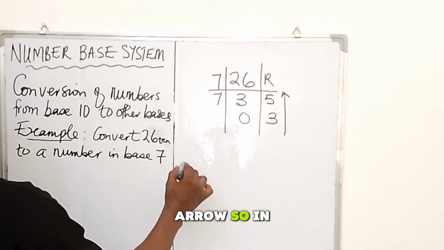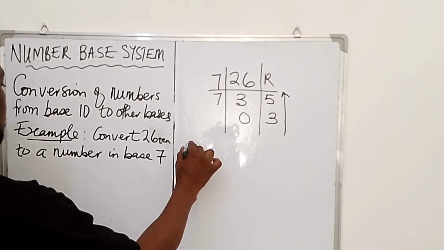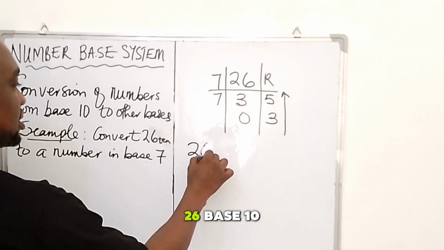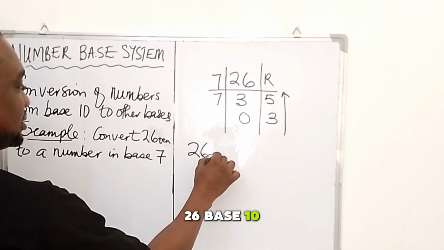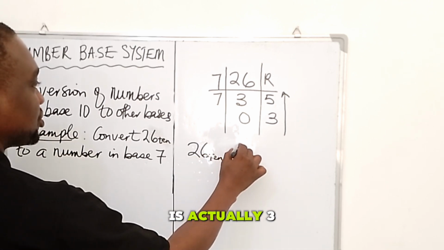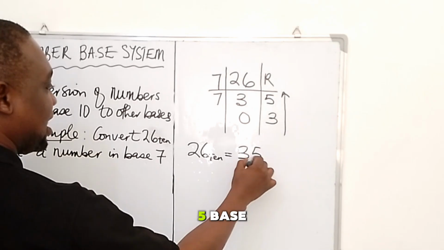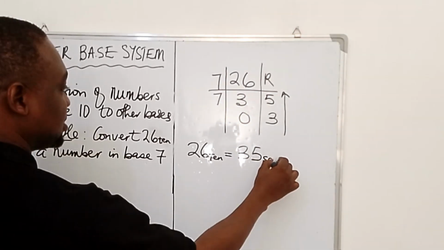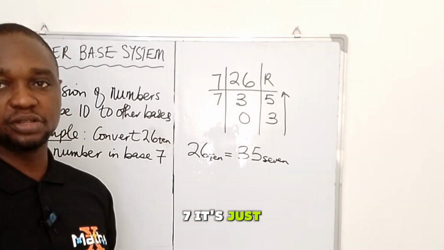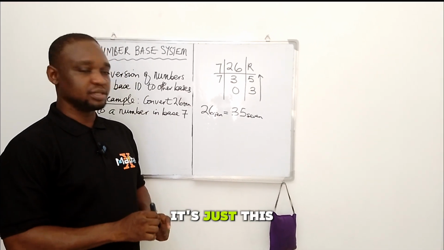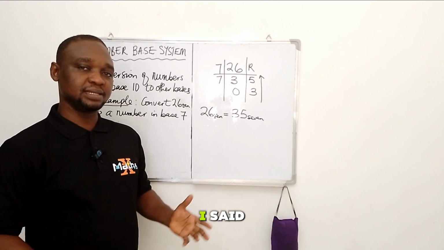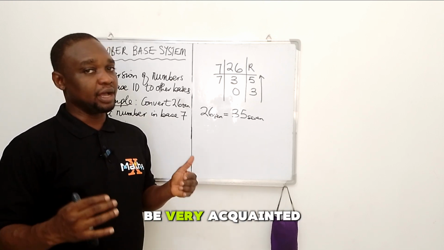You've seen my arrow. So in conclusion, 26 base 10 is actually 35 base 7. It's just this simple. And like I said, you need to be very acquainted with your times table.